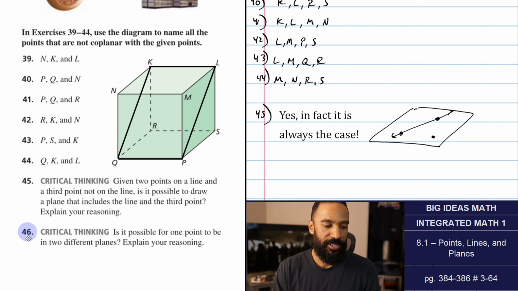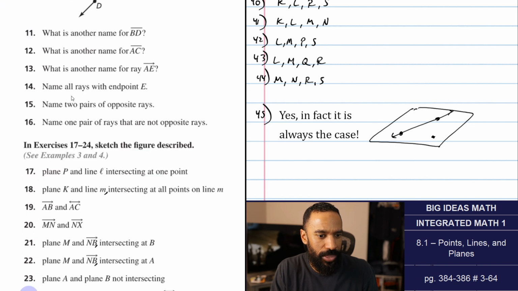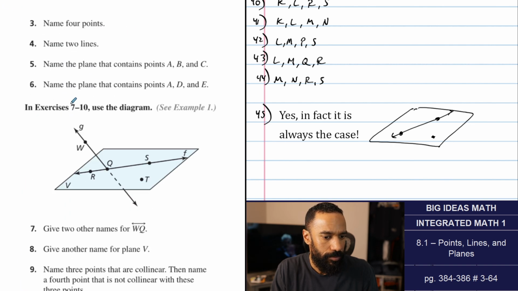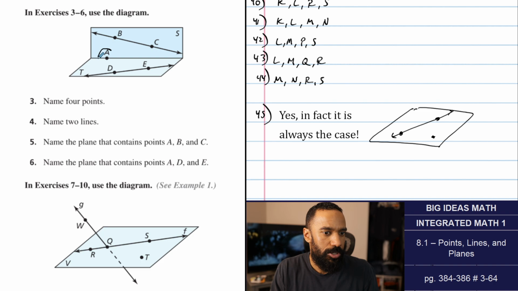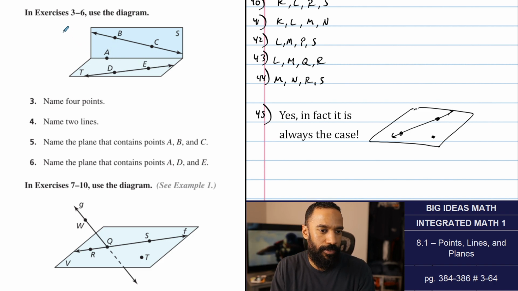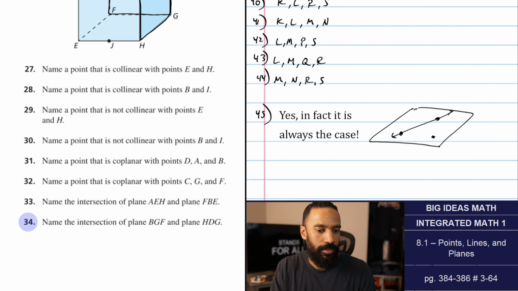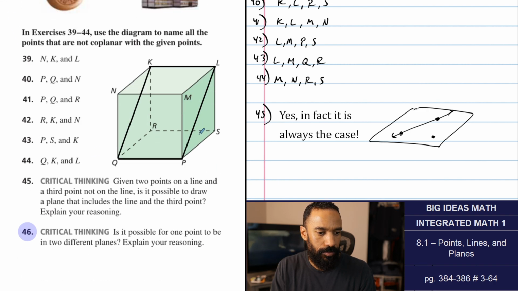Number 46. That was very critical. Is it possible for one point to be in 2 different planes? Explain your reasoning. Yeah, and I forget if it was in these problems or in the lecture portion that we saw it. The one with the A? This one. This point is in 2 different planes right here. So honestly, I'm just going to copy and paste this figure. I hope that's okay. A is an example of that on this one.